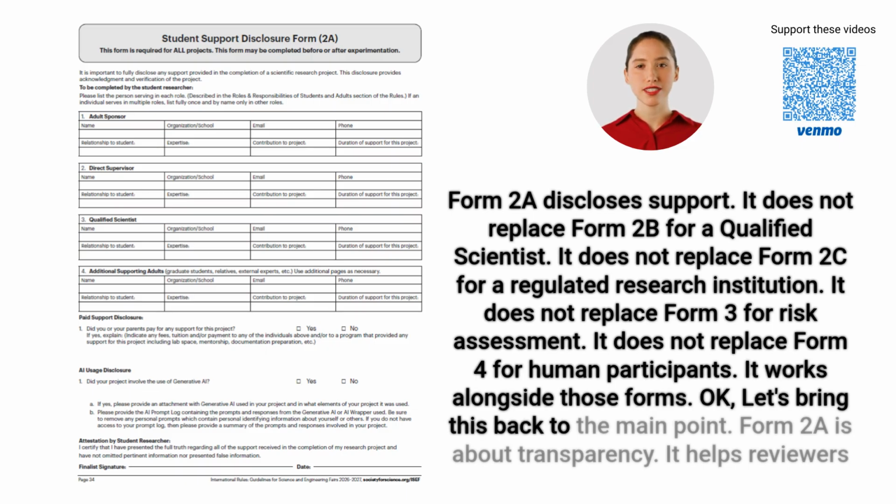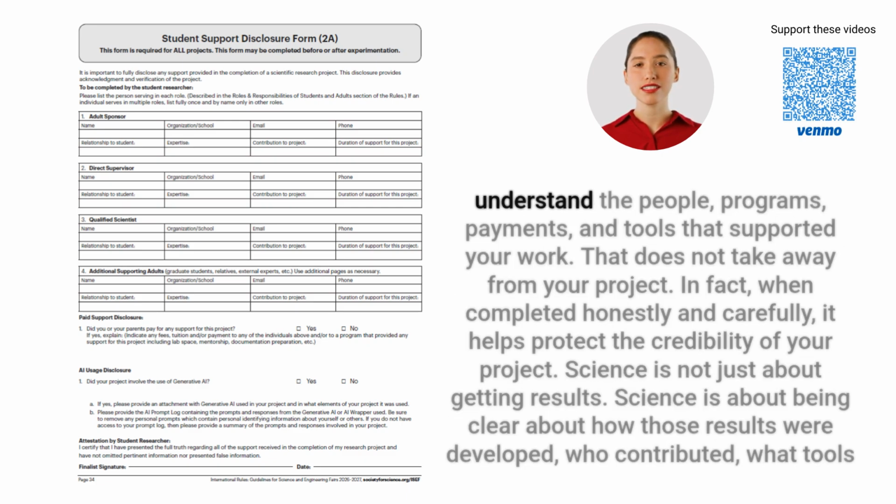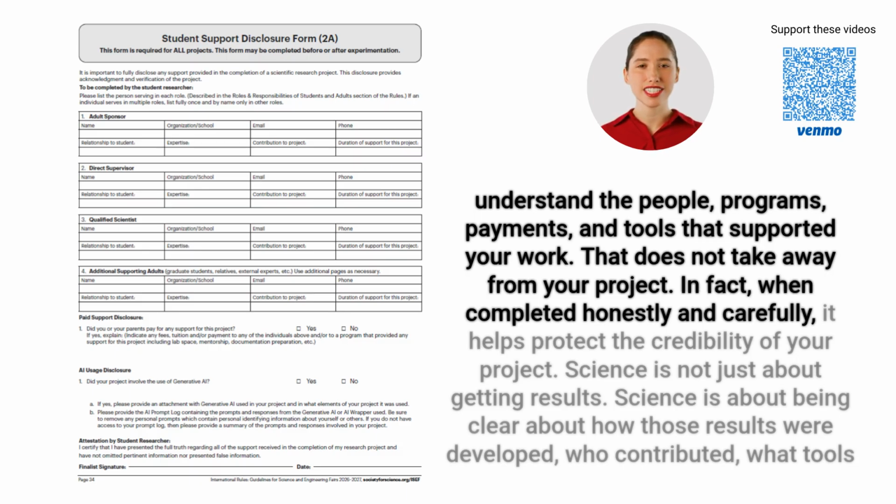Okay, let's bring this back to the main point. Form 2A is about transparency. It helps reviewers understand the people, programs, payments, and tools that supported your work. That does not take away from your project. In fact, when completed honestly and carefully, it helps protect the credibility of your project.